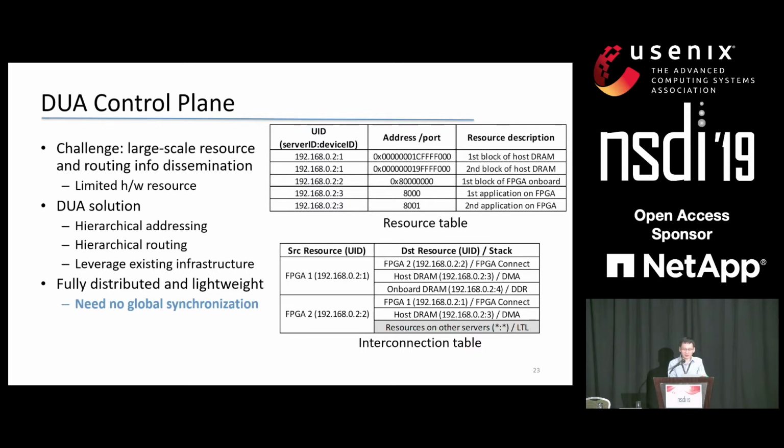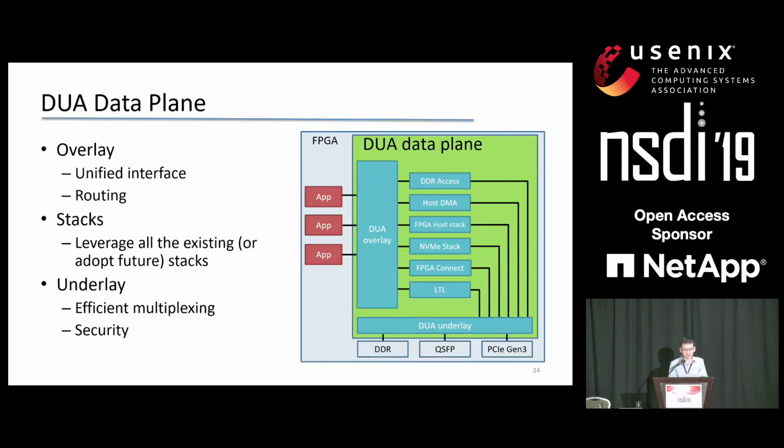Each server only manages its local routing. For cross-server communications, both sides' CPU control agents calculate the intra-server routing path, and leverage data center routing paths to build the end-to-end route. By this design, DUA totally avoids global synchronization.